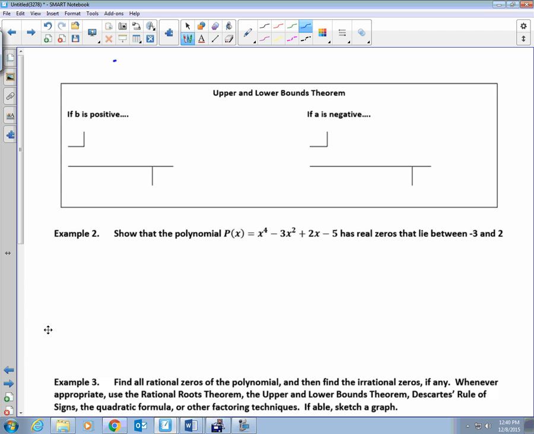If b is positive, it might be an upper bound. If, when you put it through the synthetic division, you have these coefficients up here, if all of your answers are non-negative, so all of your resulting coefficients, if they're non-negative, meaning they could be positive or they could be 0.